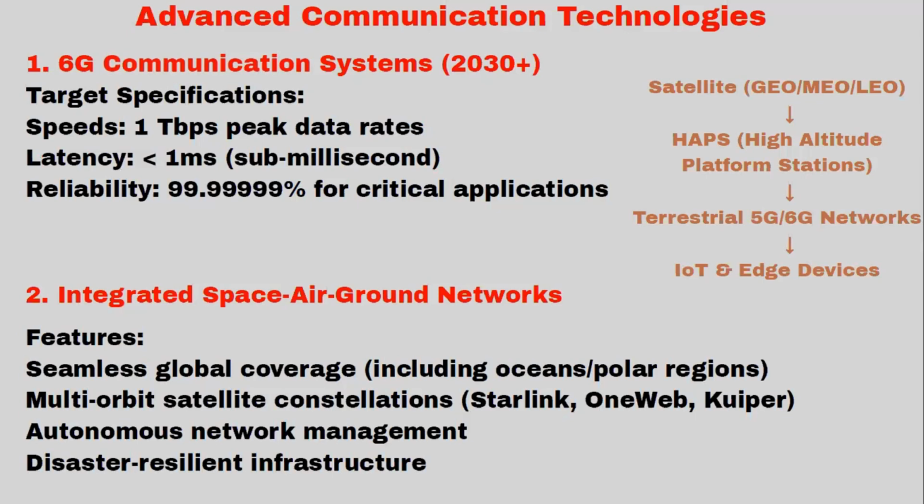The features will be seamless global coverage, including ocean and polar regions, that is high temperature and low temperature regions, and a multi-orbit satellite constellation, Starlink, OneWeb. Starlink is already there. It will be there on this. Autonomous network management, disaster resilient infrastructure. So, an integrated space-air-ground network.